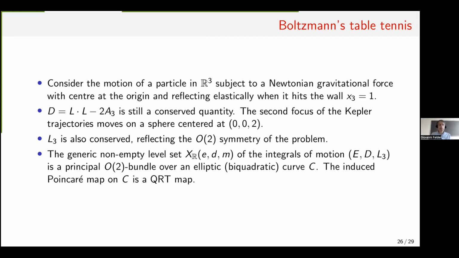And the induced Poincaré map. The O2 symmetry commutes with your map T, the Poincaré map, and so it induces a Poincaré map on C, on this base curve, and it's a QRT map in those coordinates. Again, it is as before: it's a composition of two involutions, and it's a translation on the elliptic curve. So at least what we have a priori is a Poncelet property modulo rotations. But we will come to that.